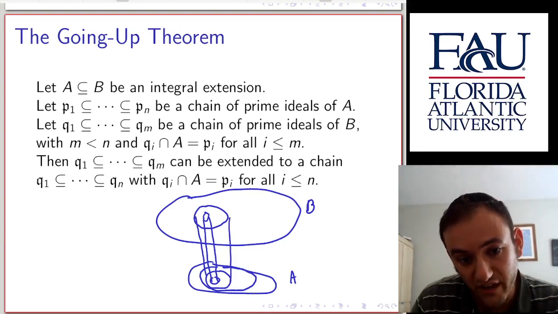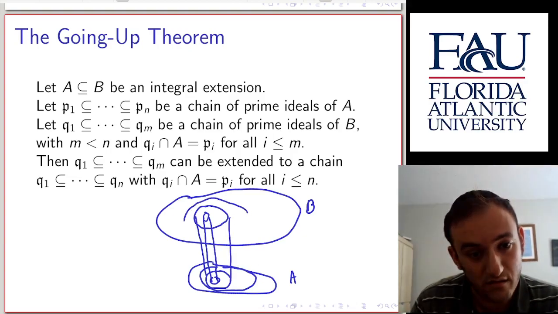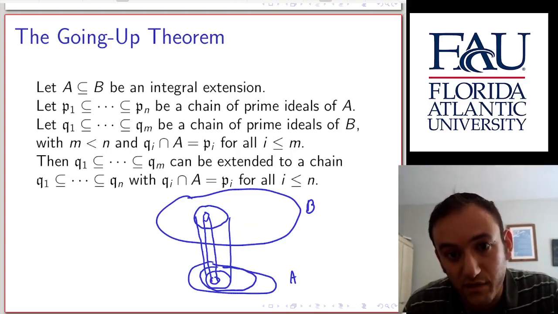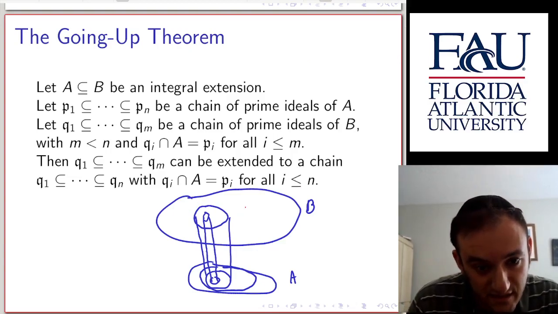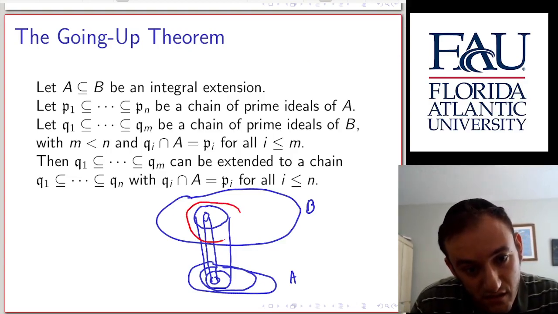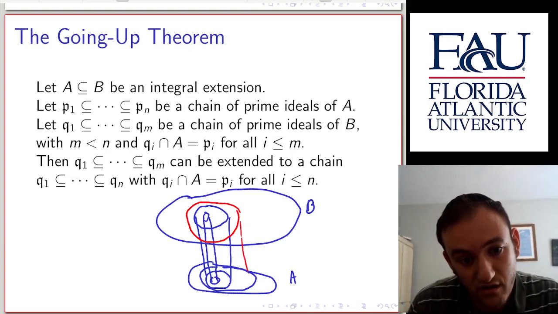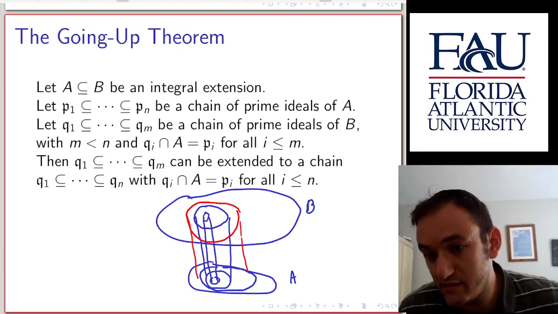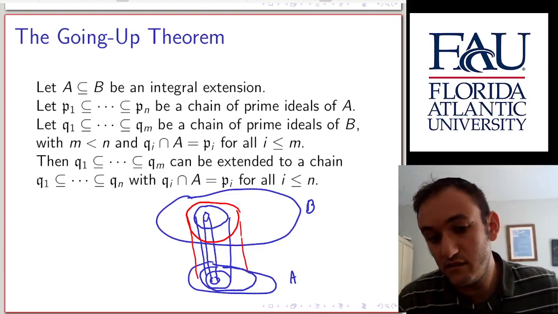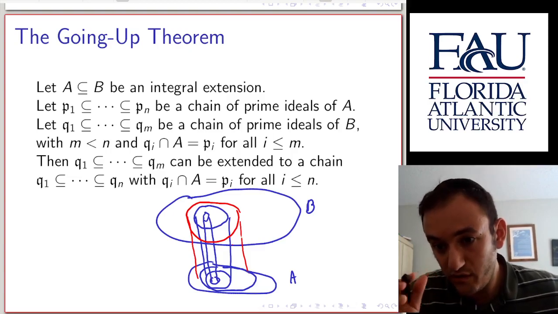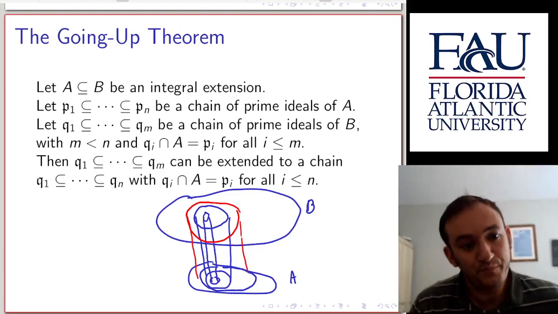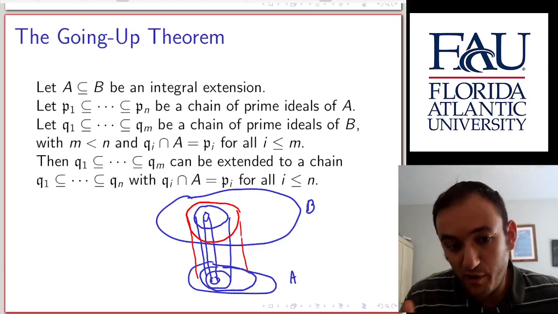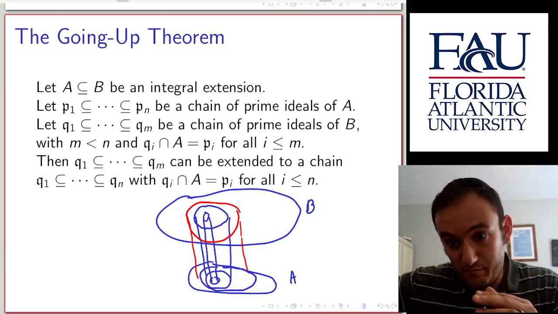Then we should be able to find another prime ideal whose intersection with A is, let me give that a different color, to say this is what we want to prove exists. It's this picture, that this red ideal exists. Okay, and it contains the other ideals, and its intersection with A is equal to the other ideal that we want. Okay, that's the going up theorem, because we have a partial chain and we want it to continue getting bigger, going up.